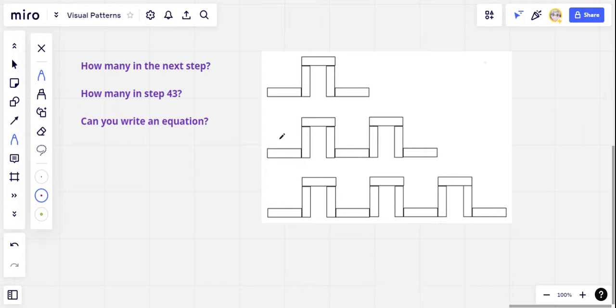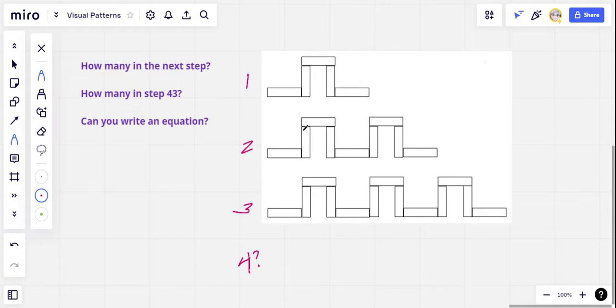The way this works is we have a visual pattern. So here's step one in the pattern, here's step two, here's step three. And the challenge, if you choose to accept it, is to predict first how many shapes, rectangles in this case, are there going to be in step number four. So see if you can predict that. And then, quite a bit harder, predict how many in step 43. And can you actually write an equation that models the whole pattern and could predict how many rectangles in any step at all? If you choose to accept that challenge, go ahead and pause the video, give it a shot, and we'll see how it goes.